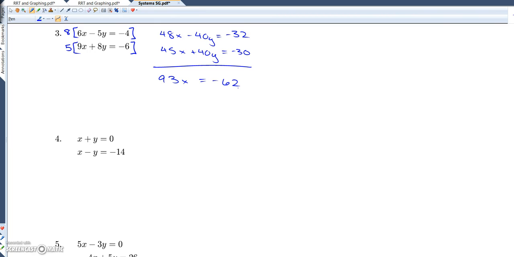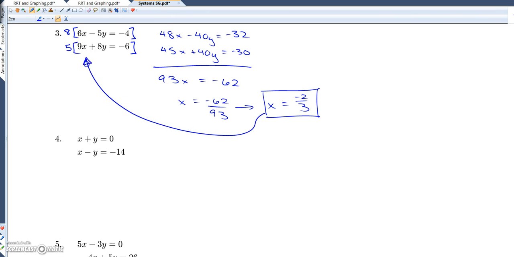For some reason, people are afraid of fractions, but I'm going to give them to you anyway. Your answer would be negative 62 over 93, which happens to reduce into a pretty good fraction, actually. It becomes negative 2 over 3. That's the number that I need to plug in. Where do I want to plug it in? You get to choose. I'm going to go right here.